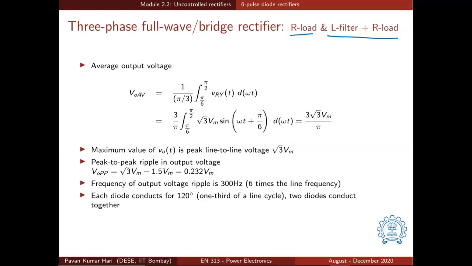And the frequency of output voltage ripple is 300 Hz, which is 6 times the line frequency. And each diode conducts for 120 degrees, 1/3 of a line cycle, whereas 2 diodes conduct together at any given point of time.